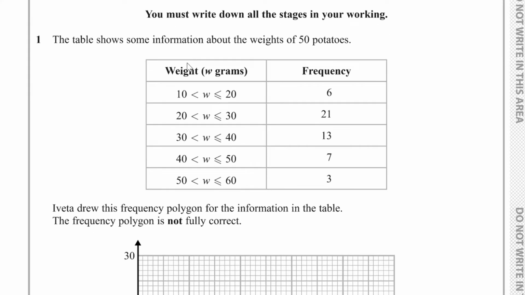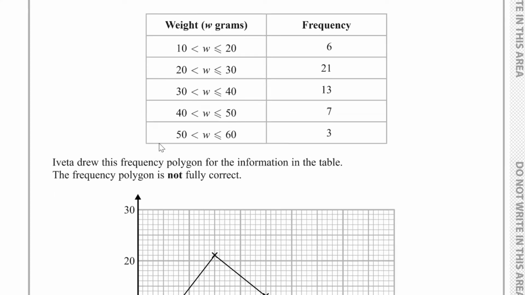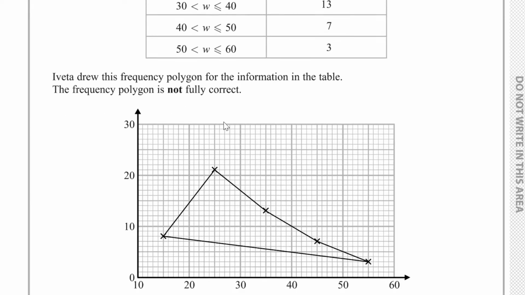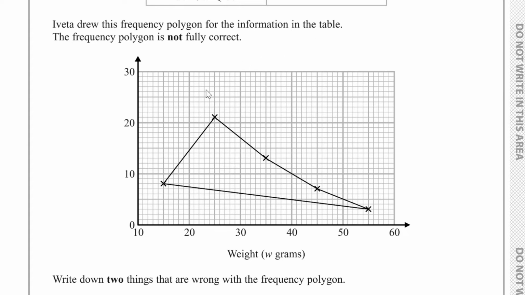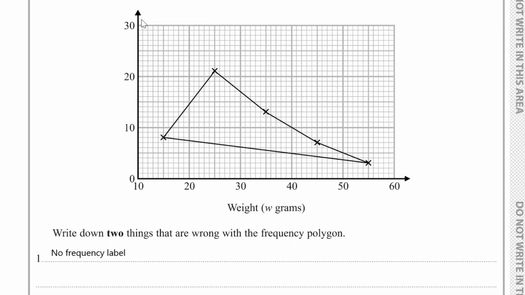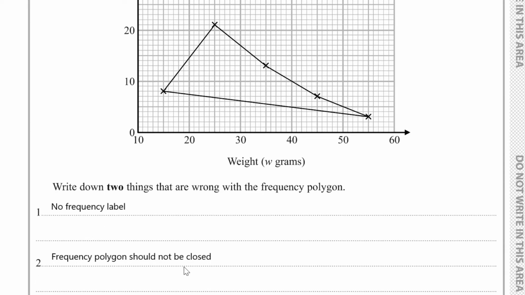We have here for question 1 the table which shows some information about the weights of 50 potatoes, and we've got the weight in grams and we've got the frequency. Evita draws this frequency polygon for the information in the table, and the frequency polygon is not fully correct. We have to write down two things that are wrong with the frequency polygon. So there's no frequency label along this axis here, and also the frequency polygon should not be closed. They closed it by joining them up with a straight line.